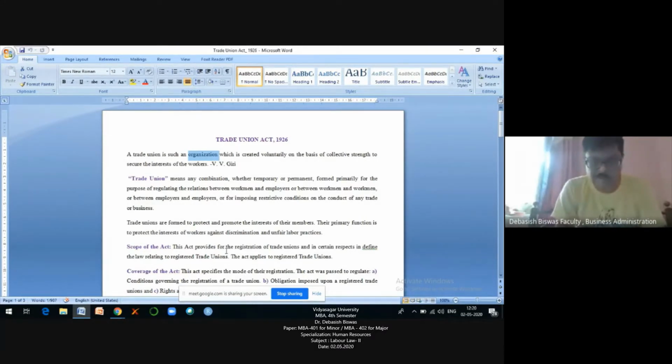But the rule says that at least 7% is required. So 5 persons, 10% of 50, cannot apply because the minimum requirement is 7. Now, I hope it is clear.